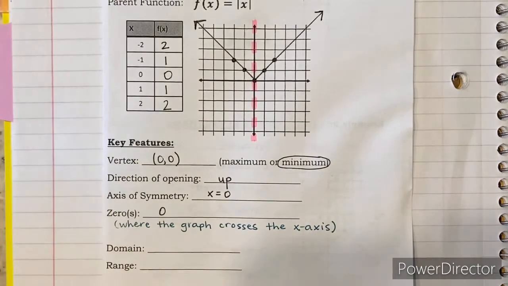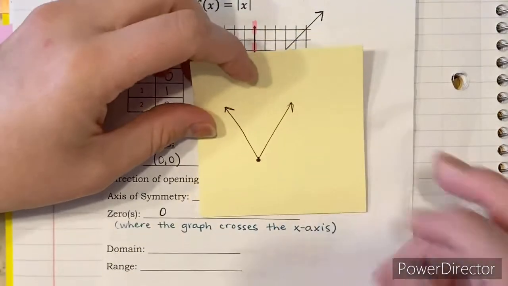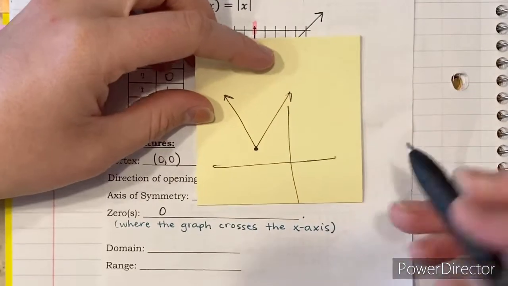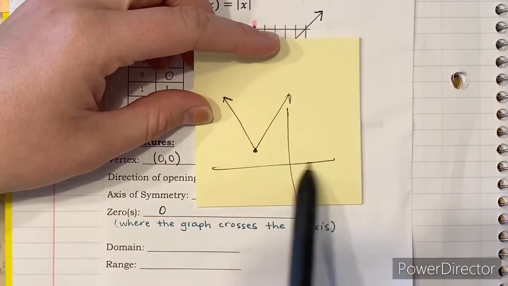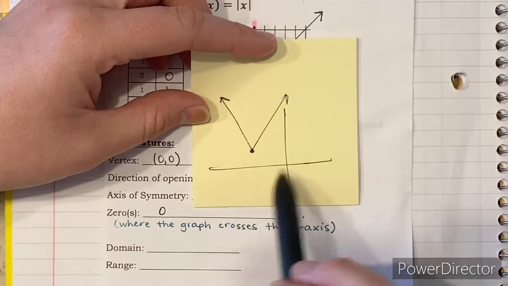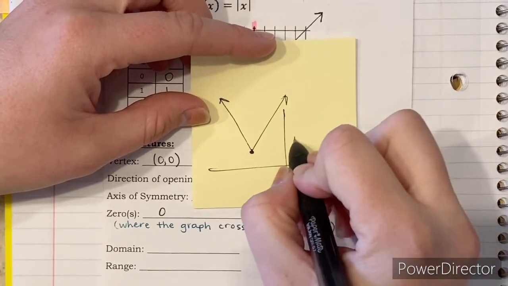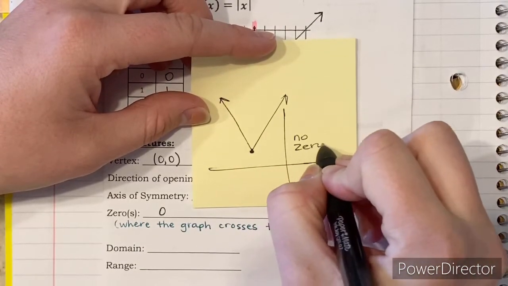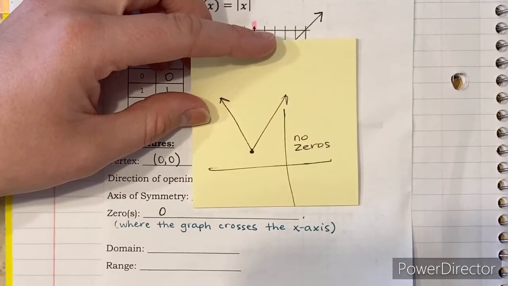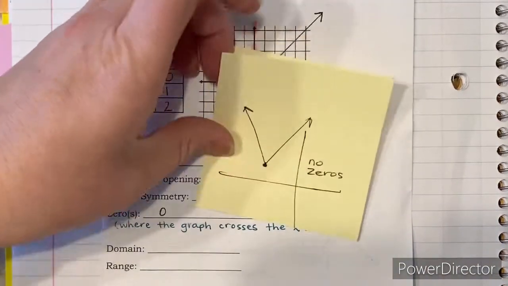If it didn't touch it at all, because I have this question a lot. So if it didn't touch it at all, and it looked like this, so this was our x-axis and this was our y, and it doesn't touch the x-axis at all, you would need to write no zeros. Okay? Be careful on that one.